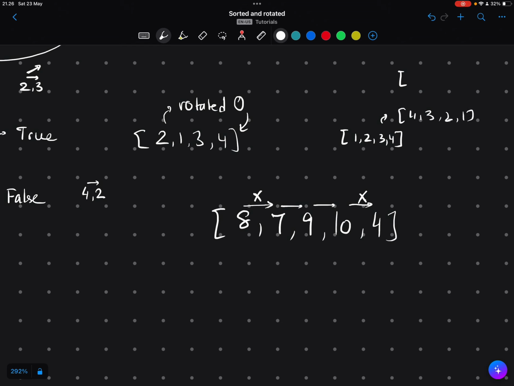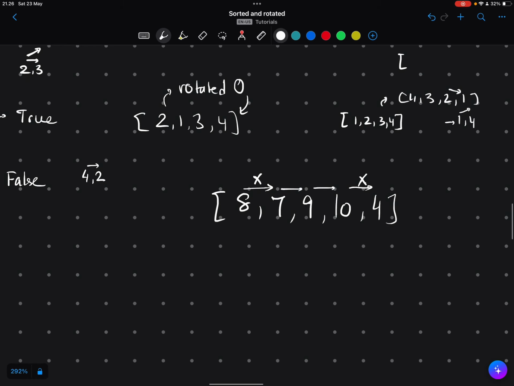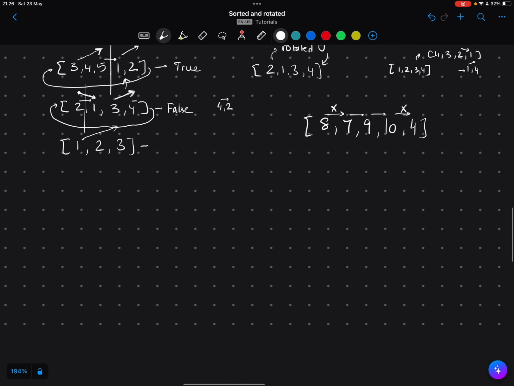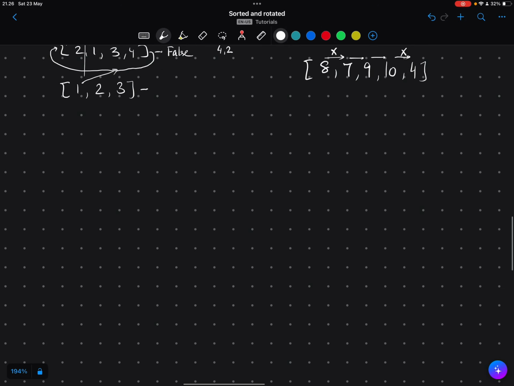Let's rotate it 3 times now: 4, 3, 2, and 1. We would still see that there's only one drop. If we consider the circular version, it would be 1 and 4, and that is still an increase, so that's not a drop. So we notice that there will only be one drop, right?